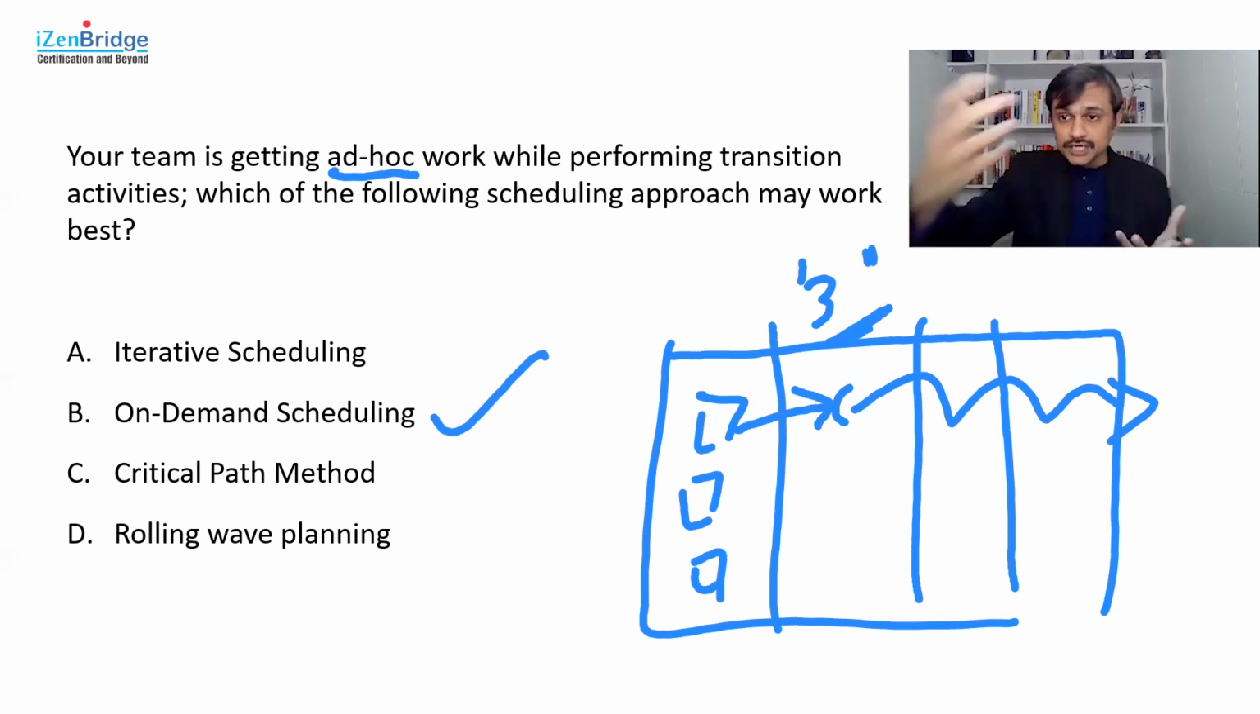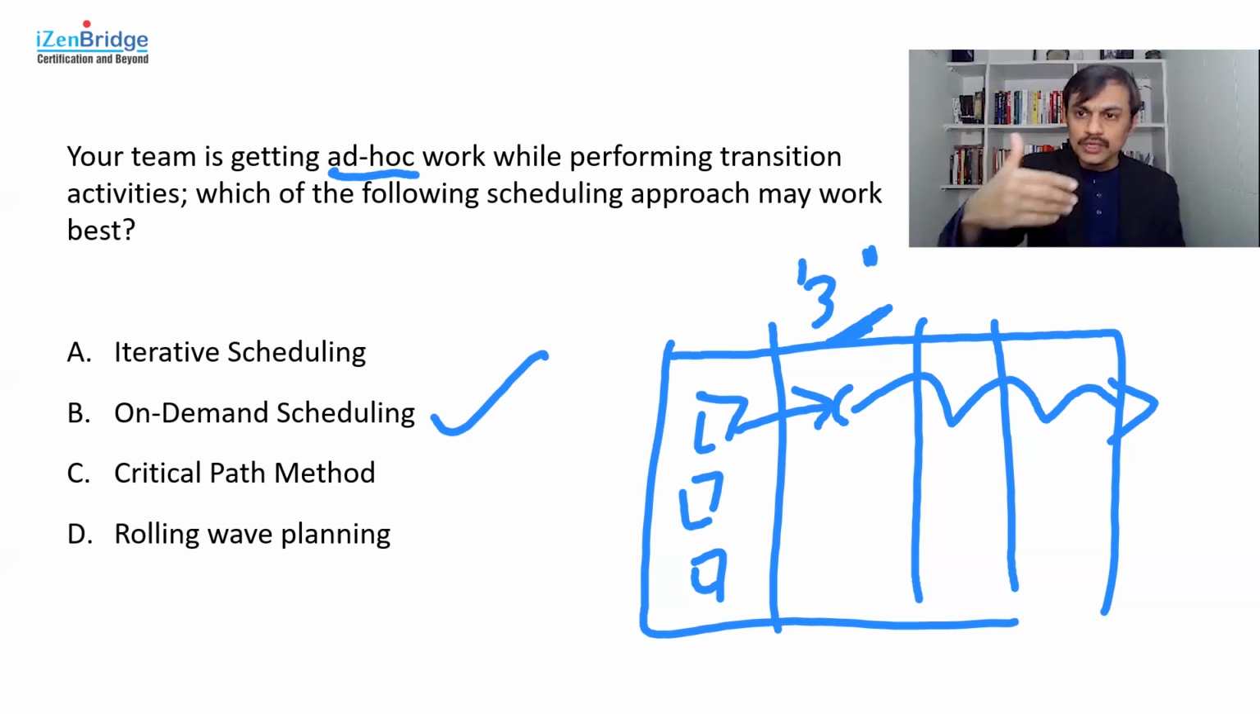So if some urgent issue comes in, we know how to classify something urgent and how we see where the capacity is available. We may have a policy or rule associated with such kind of work coming in, and that helps us in better responding to things which are coming in a very ad hoc manner. So for me, in this question, I will pick up option B, on-demand scheduling.